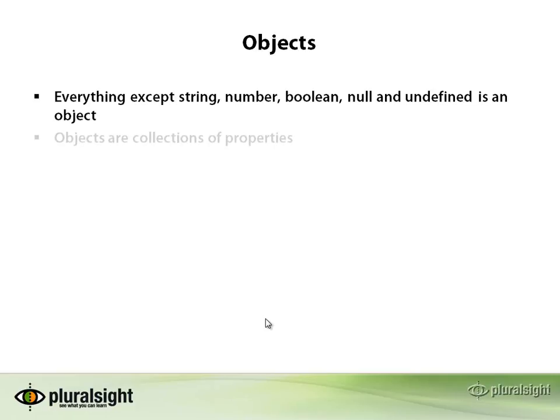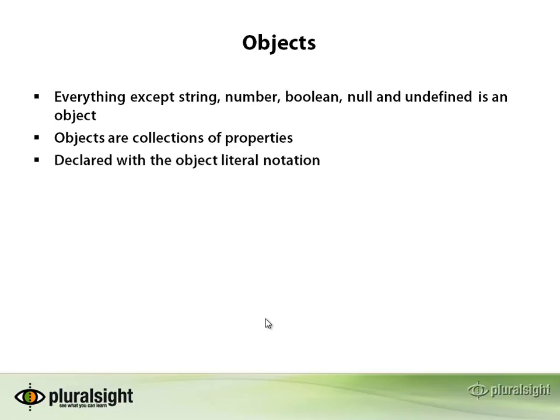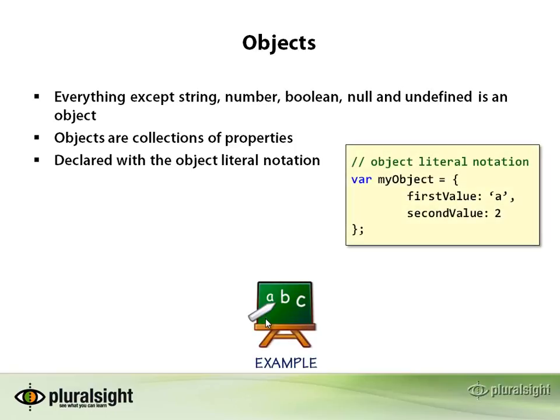JavaScript objects are collections of properties. You might think of this like a hash or hash table. The values of the object properties can be of any type, and there can be as many or as few of them as you like. Objects are declared with the object literal notation, again one of the great features of JavaScript. The object literal notation looks like this example here.